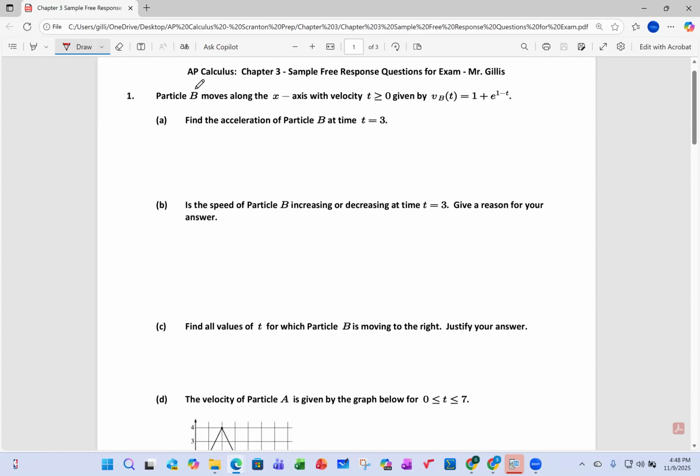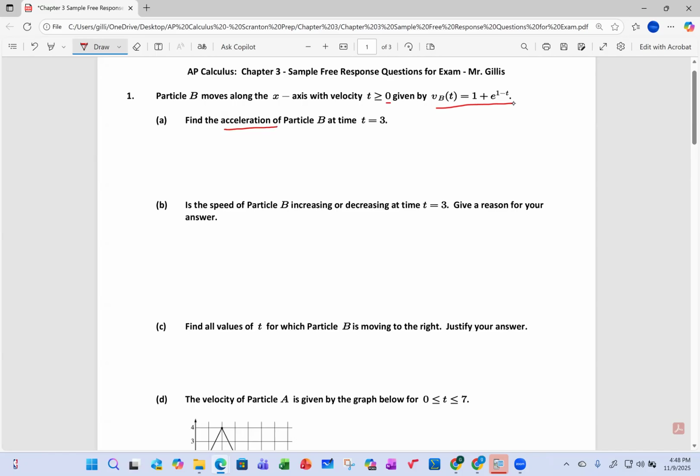All right, so we got particle B moving along an x-axis for time greater than or equal to 0, and its velocity for B is given as such. And this first question is on calculator. So we're to find the acceleration of particle B at time t equals 3. So we need to write that v prime equals acceleration. And the derivative of 1 is just 0. The derivative of e is the function itself times the derivative of the exponent. So there is the acceleration function.